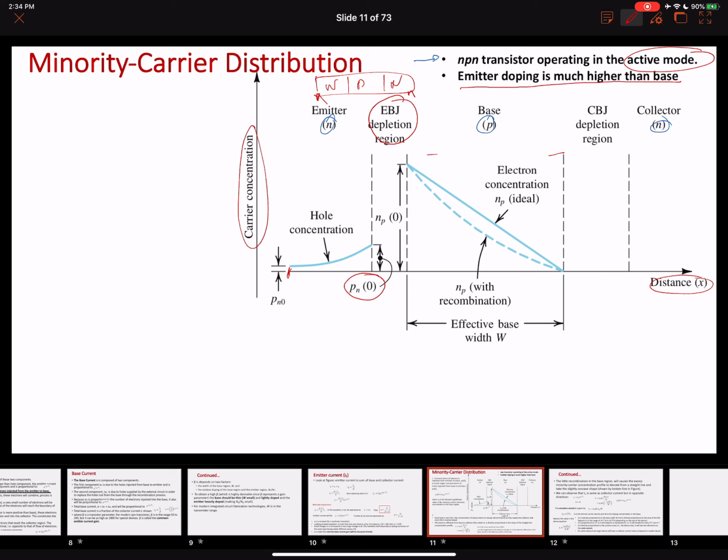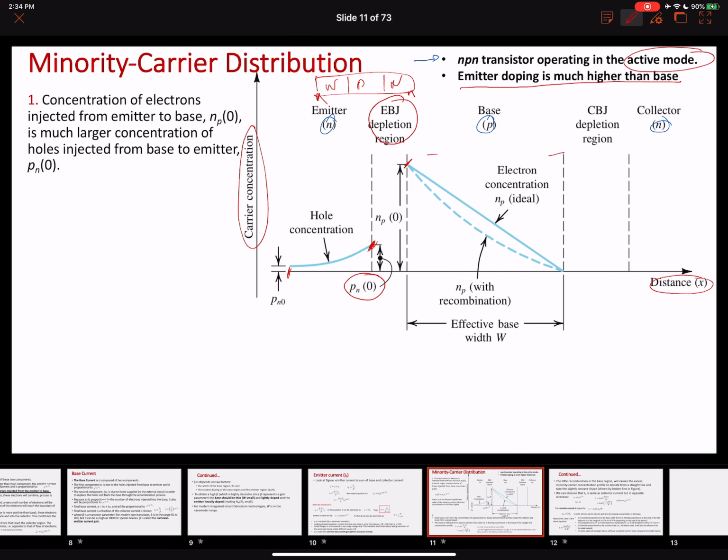These are shown over here by these labels: these are the holes that were injected from the base to the emitter, and this is the concentration of those holes. And this is the concentration of the electrons that were injected from emitter to the base when the emitter base junction is forward biased. So these are the starting concentrations of those charge carriers.